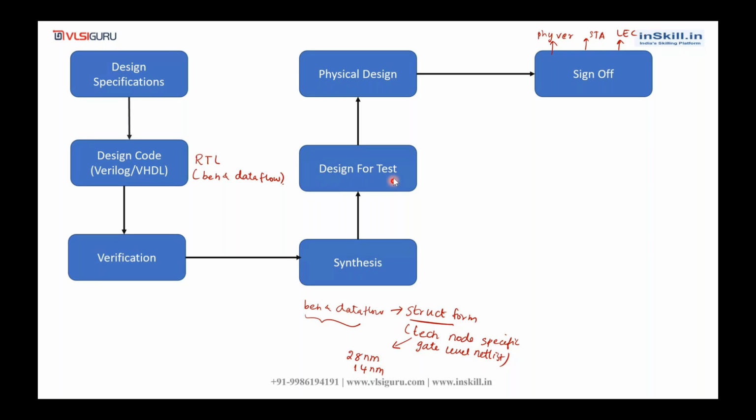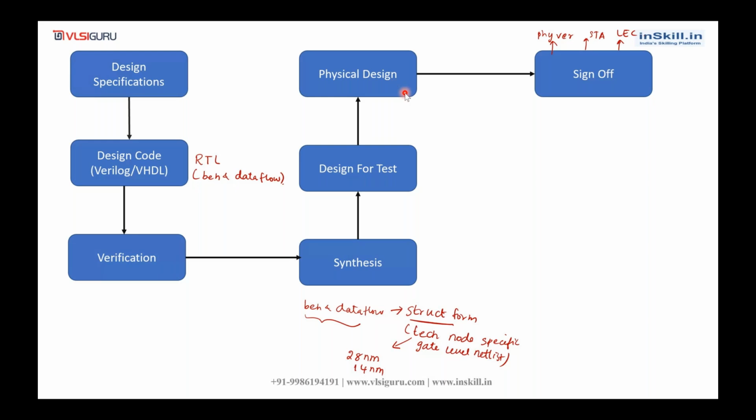So if you see, in each and every stage, our design is undergoing a lot of changes. So that is why we are checking whether the final form of the design is equivalent to the original design or not. In order to check that, we will be going for LEC, logical equivalence check. It is to check whether the final form of the design which we are having is equivalent to the original form of the design or not.